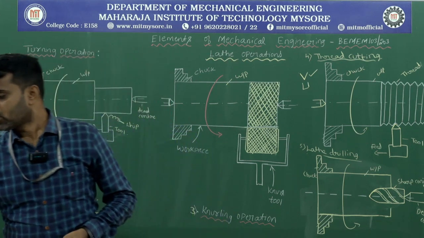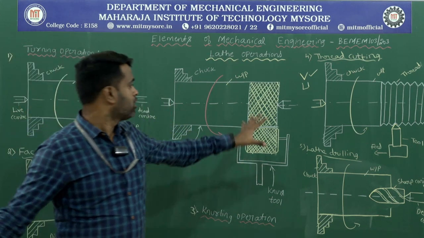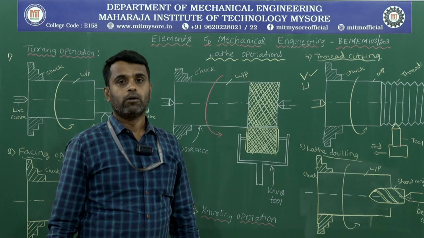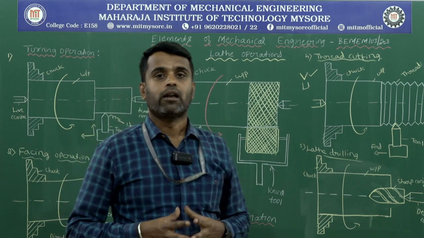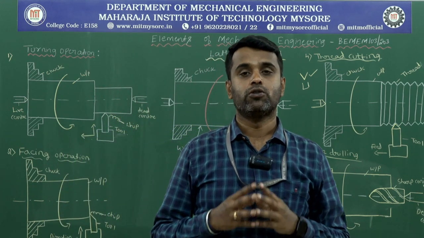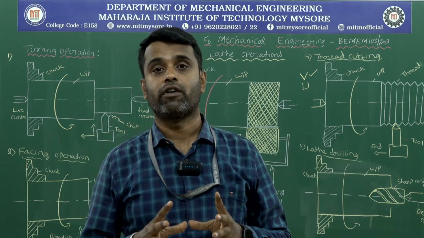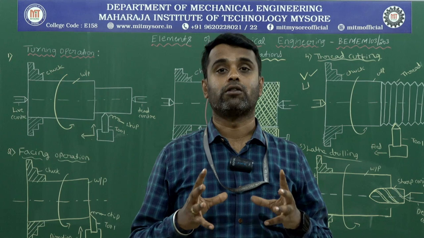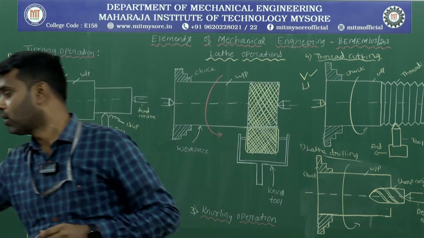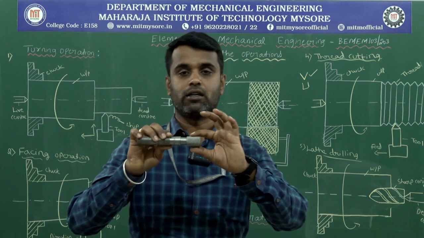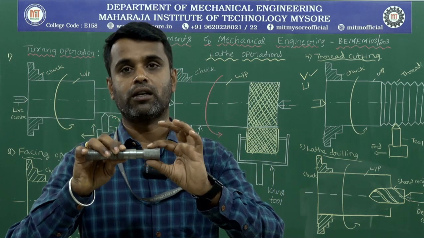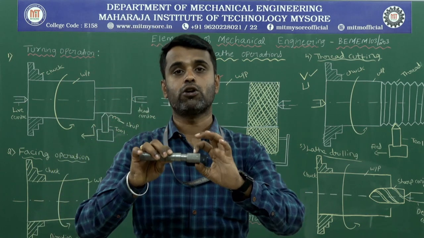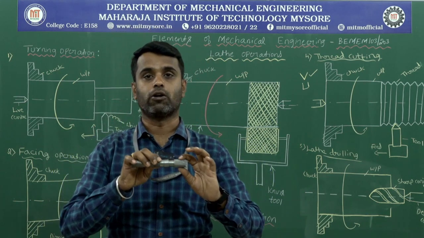Okay, the next operation that can be performed on the lathe is the knurling operation. Okay, what do I mean by knurling? Knurling is a machining operation. It is used to produce a serrated surface or rough surface or diamond shaped pattern on the cylindrical workpiece material. You can see here a diamond shaped, rough surface will be generated on the workpiece material. This operation we call the knurling operation.